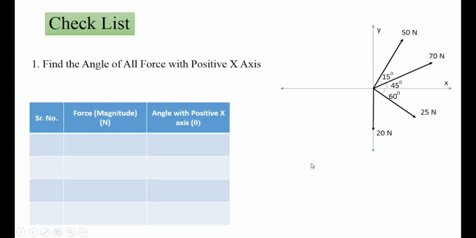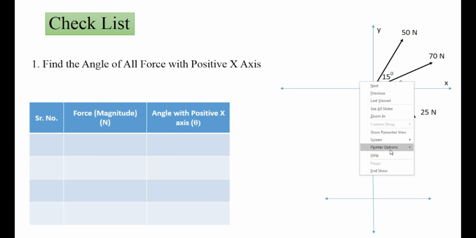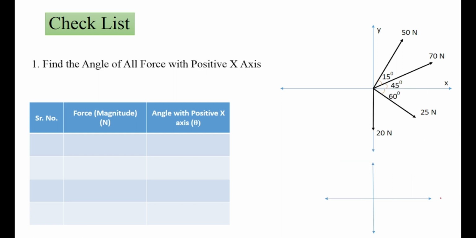So first step in this numerical is find the angle of all the forces with positive x-axis. We'll find all the angles with respect to this positive x-axis. So this is the positive x-axis. So here we consider angle is equal to 0 degree. From here we go in the anti-clockwise direction. So here the angle is 90 degree. So this is very important point in calculation to find out all the angles with respect to 0 degree. So this is 90, this is 180, this is 270, and at the end this is 360.